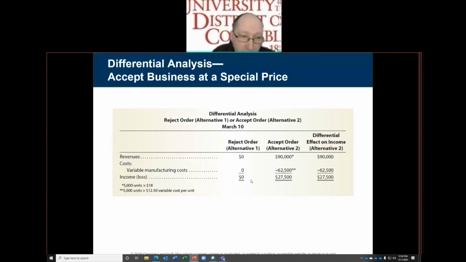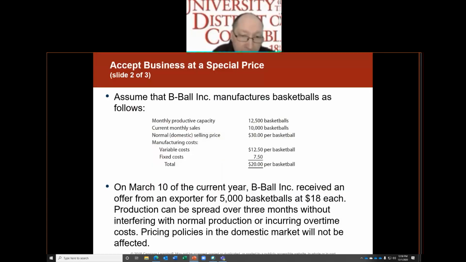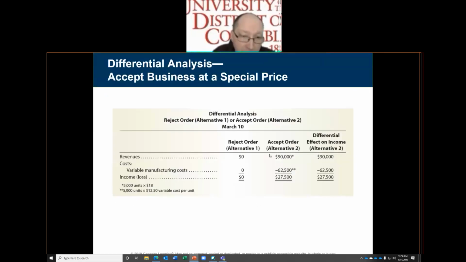Overseas wants to buy these at $18 each. So what do we do? What do I do? Alternative 2, 90,000 minus variable cost 62,500 equals 22,500. It's a clear choice here, alternative 2.